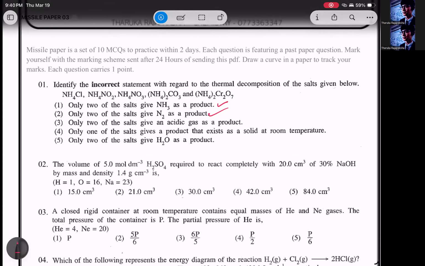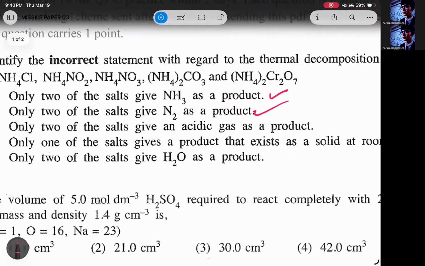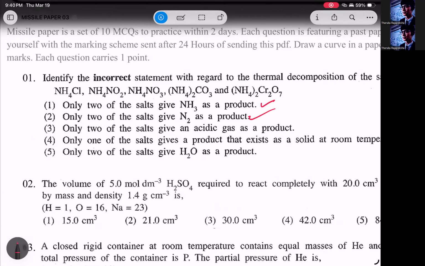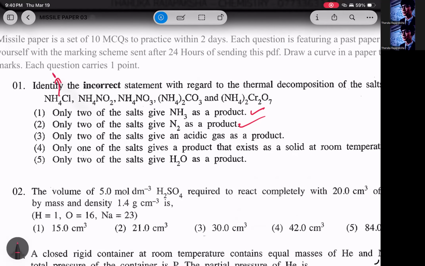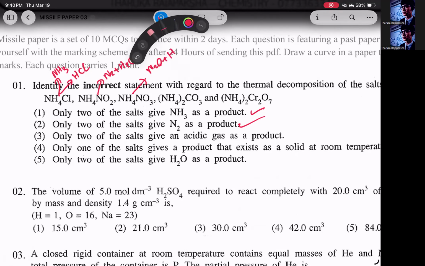Then third one, only 2 of the salts give an acidic gas as a product. Let's see. Ammonium chloride will give ammonia and HCl. And ammonium nitrite doesn't give any acidic gas. It will give nitrogen and H2O. Ammonium nitrate will give N2O and H2O, right? Yes, N2O and H2O.